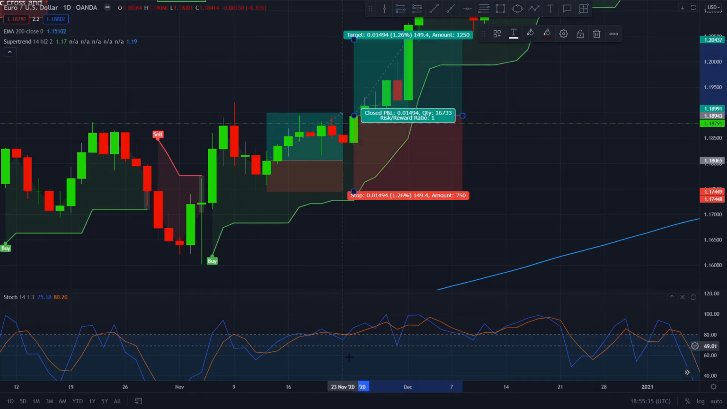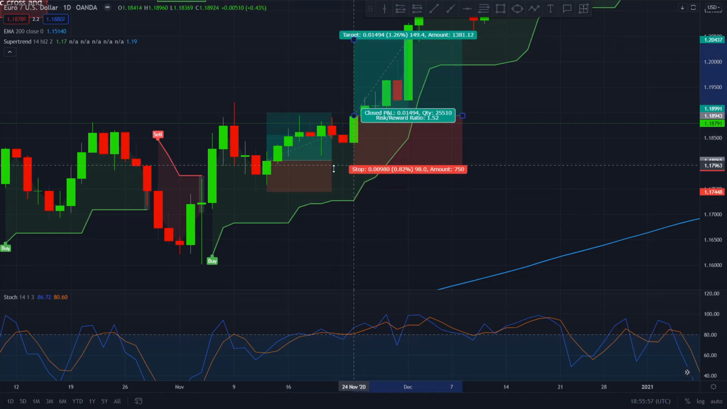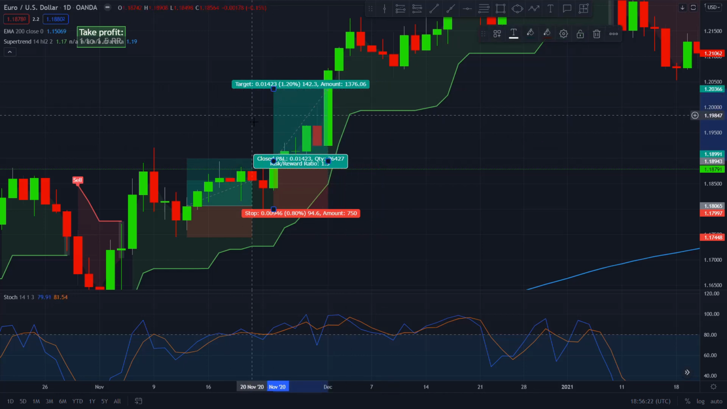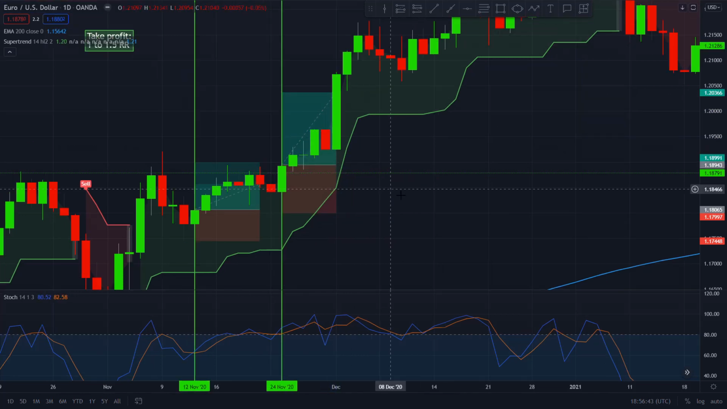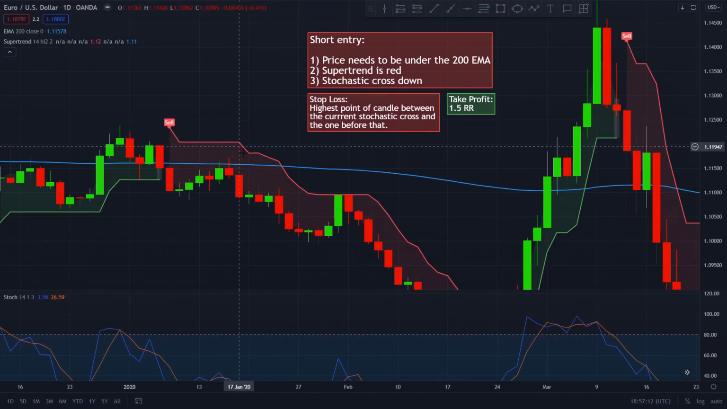For the stop loss, we are going to target the lowest point of the candle between this cross up and the last cross down. Now let's see where is the lowest point. As you can see, it's going to be on this candle. So we are going to target that one for our stop loss, and we are targeting 1.5 times the risk. Right there. And as you can see, it was a winner again. And now let me show you the short examples. For a short, as always, you will need to do exactly the opposite.